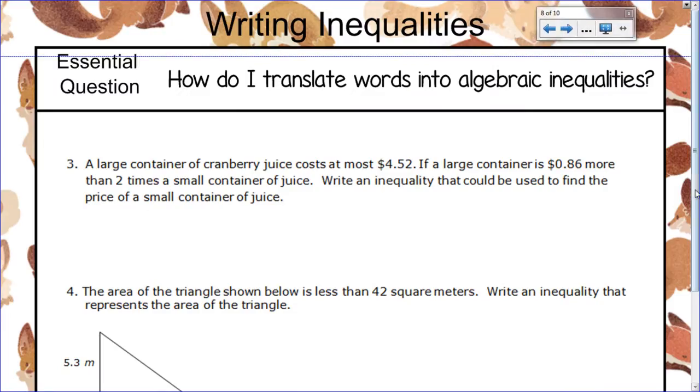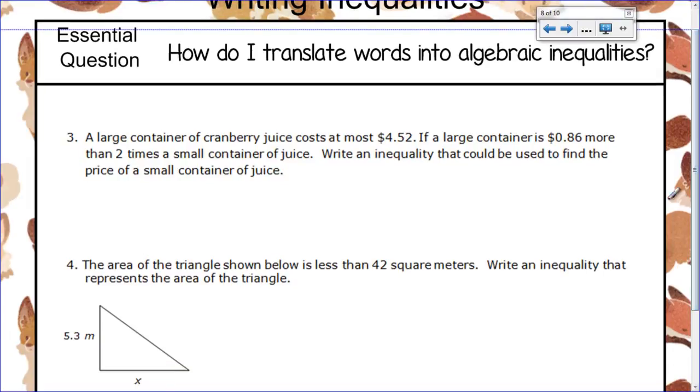So let's look at a couple more. So number 3 here, a large container of cranberry juice costs at most $4.52. We've talked about those words already a minute ago, and we decided that this was the symbol because at most means that's the most it can be, but it can be less. So if a large container is 86 cents more than 2 times a small container of juice, write an inequality that could be used to find the price of a small container. Well, if we call the small container of juice X, and we're going to write an inequality.